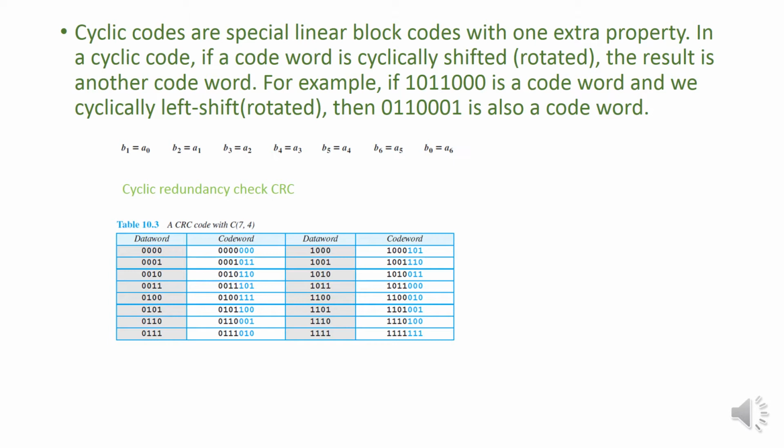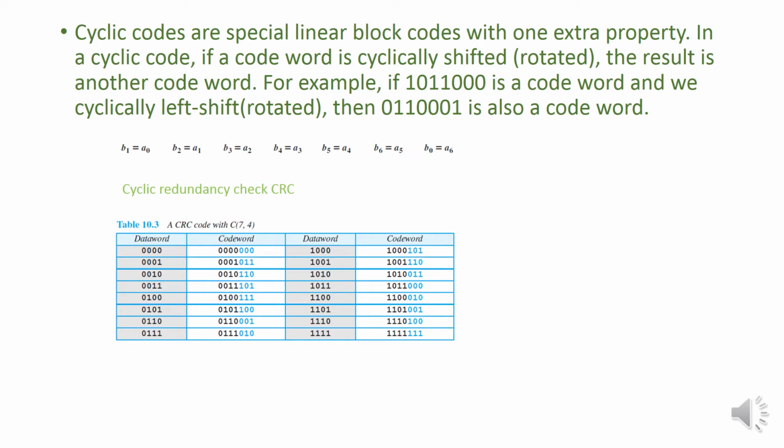1011000, we can cyclically left shift or rotate it. We can perform the rotate operation once and we'll get one more new code word, that is 0110001, which is also a valid code word. In the case of cyclic redundancy check, we can create cyclic code to correct the errors. Theoretically we can say that error detection and correction is an easy process, but practically it is not.